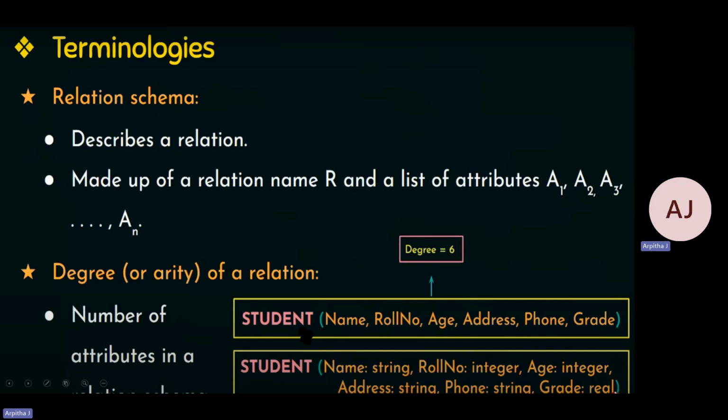Along with the domain, we also call it by one more name. What is the one more name for that? Data type. That data type we can specify for that entire thing. There are two ways of writing the relational schema. One is this way, one is along with the data type.